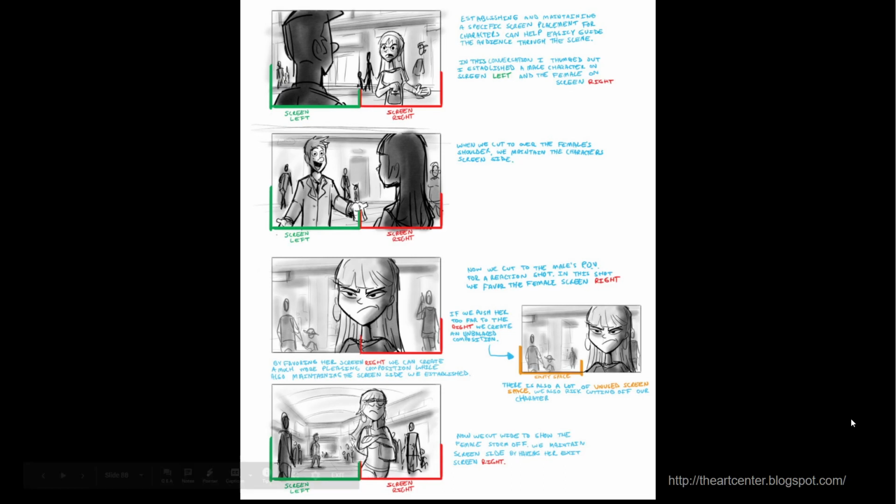So here in this blog called the Art Center, we have screen position and screen direction going on. We have these characters who maintain a specific screen position. So this man is always on the left and she is always on the right. And so even though we are changing our camera to different positions, he's always on the left and she's always on the right. In that first shot, we're doing an over-the-shoulder talking to her, and then we switch to the other over-the-shoulder. He's still on the left, she's still on the right.